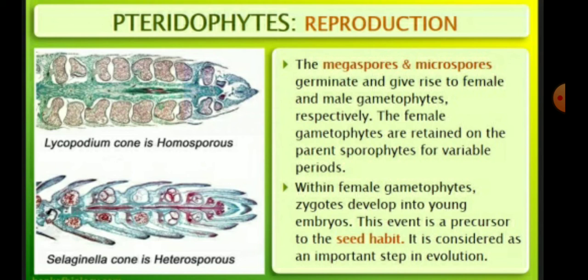The megaspores and the microspores germinate and give rise to the female and male gametophytes respectively, and the female gametophytes are retained on the parent sporophytes for variable periods. Within the female gametophytes, the zygotes develop into young embryos. This event is a precursor to the seed habit, so it is considered an important step in evolution.